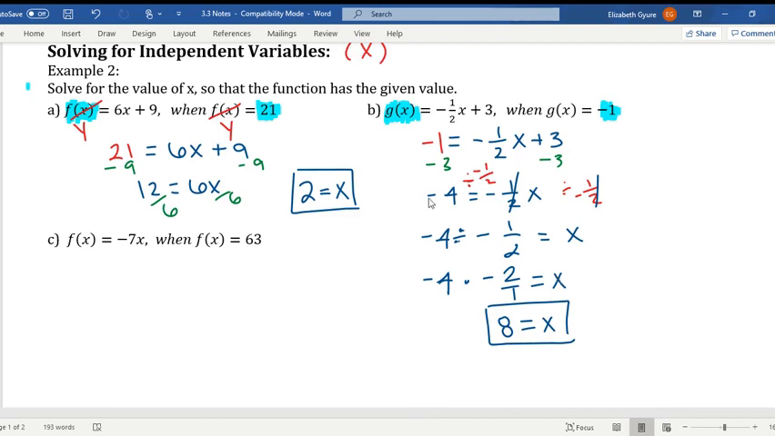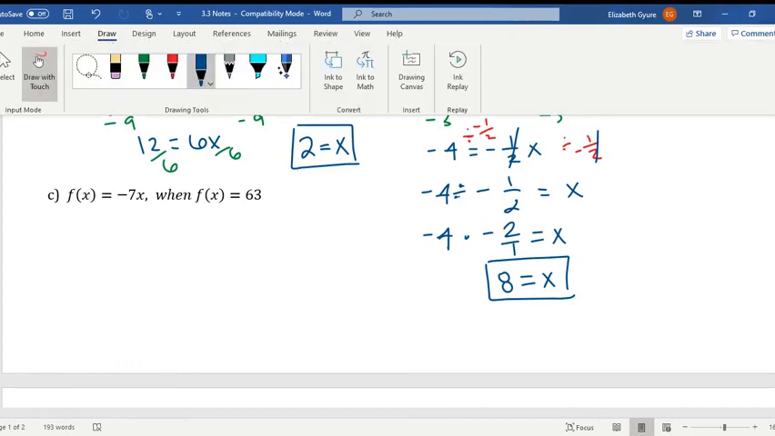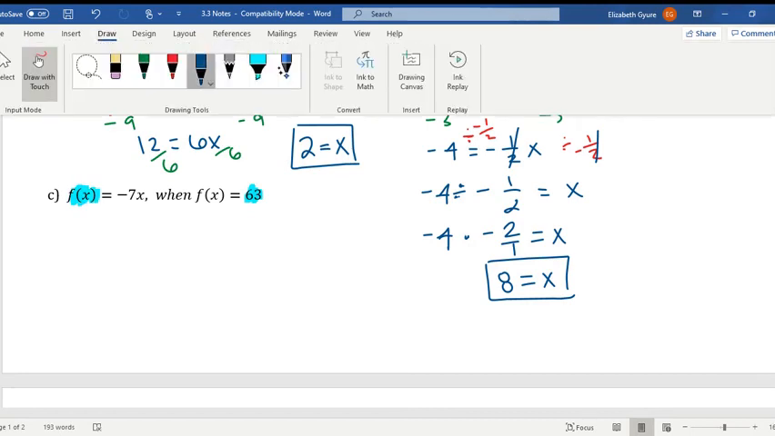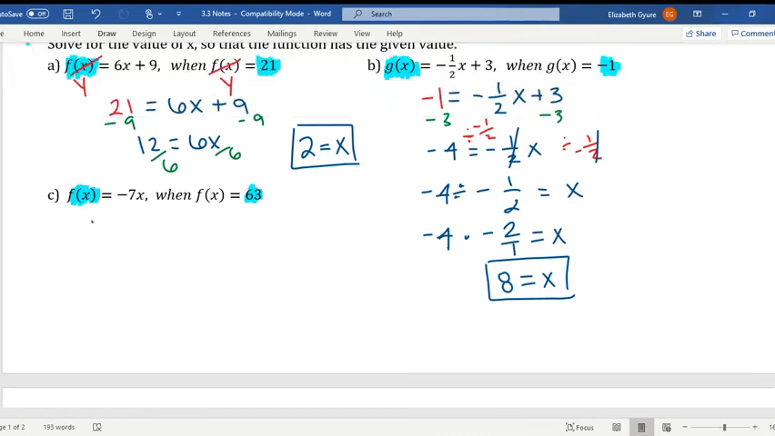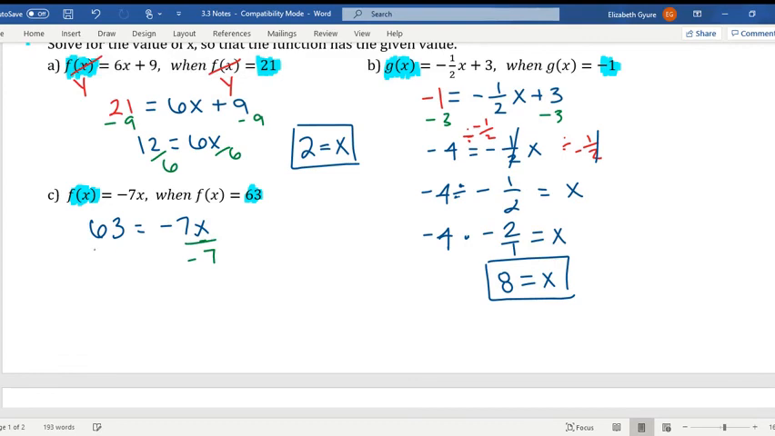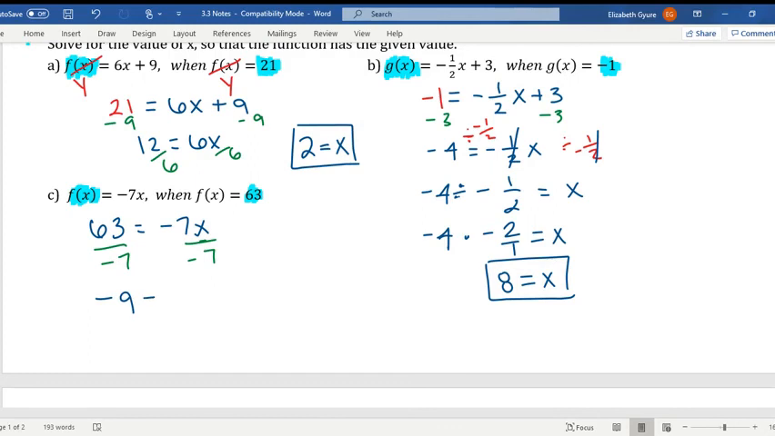And then the last one for this part, f of x equals -7x, when f of x equals 63. So f of x equals 63, you're going to plug that in on the left where f of x is. So that's going to be 63 equals -7x. To solve for x, do your opposite operation. So we're going to divide both sides by -7. And you're going to get -9 equals x.